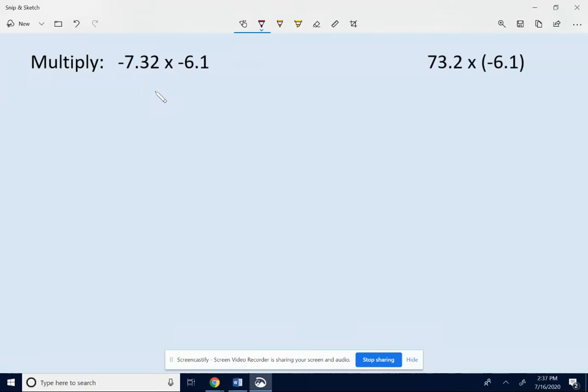Okay, let's look at a few multiplication problems. We're multiplying decimals, and some are negative. We have negative 7.32 times negative 6.1. I'm going to ignore the negatives for a minute and just multiply 7.32 times 6.1. Notice I am not lining up the decimal points like I do when I add and subtract decimals. I'm just lining them up like I would regular whole numbers.